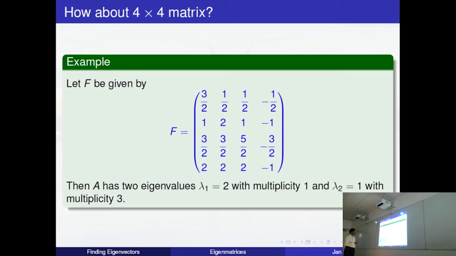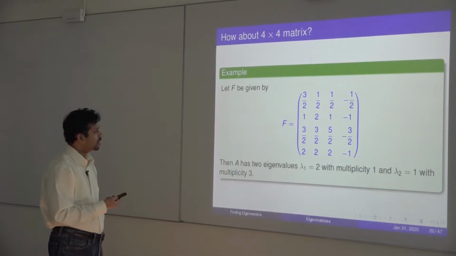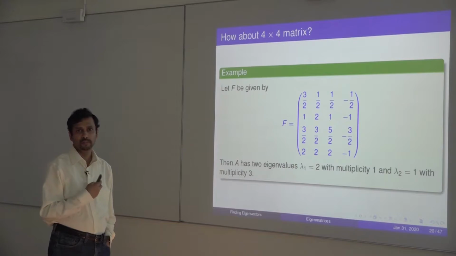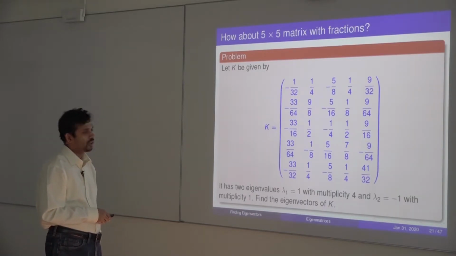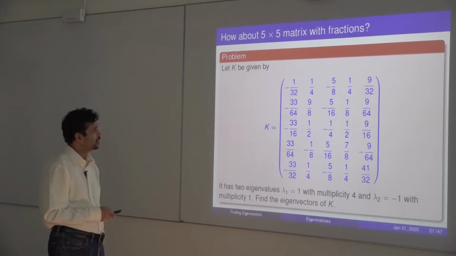And then how about a 4 by 4 matrix? Let's say this matrix has 2 eigenvalues, lambda 1 equal 2 with multiplicity 1, and lambda 2 equal 1 with multiplicity 3. You can see that for just a 2 by 2 matrix, it took about 5-6 minutes. How about a 4 by 4? It might take a long time, especially when you do the row reduction. How about a 5 by 5? Maybe with fractions.